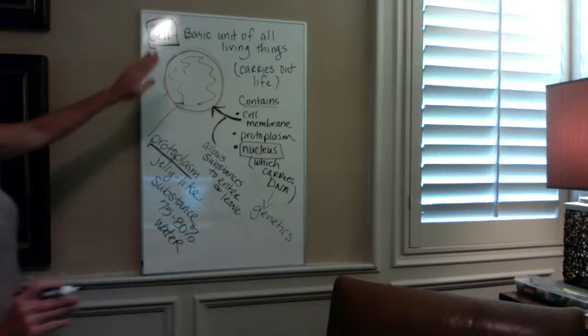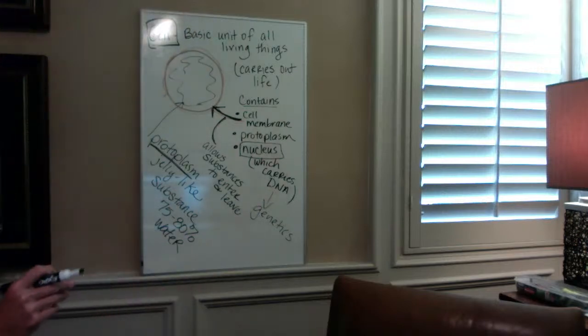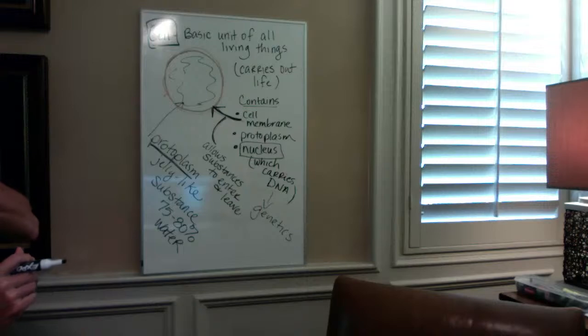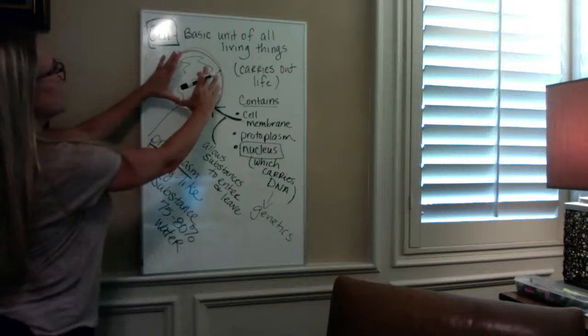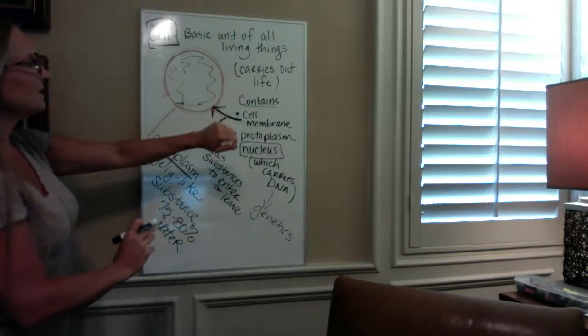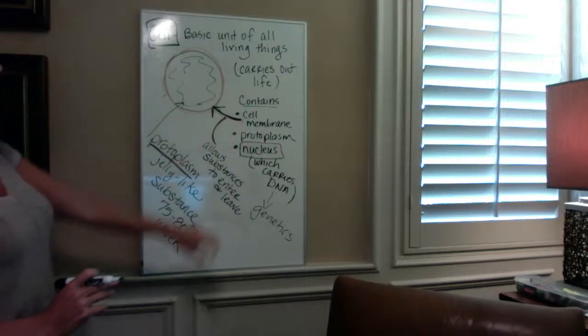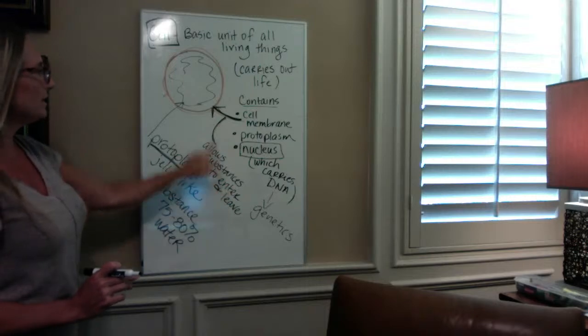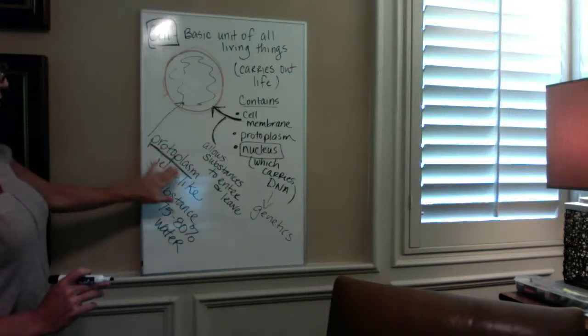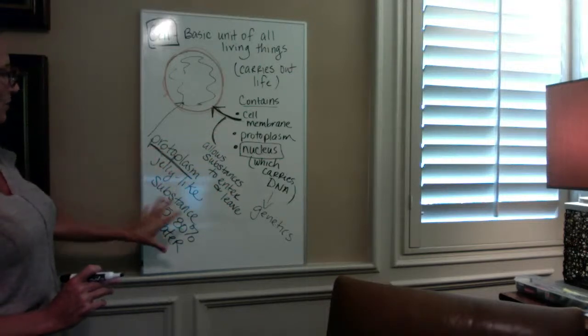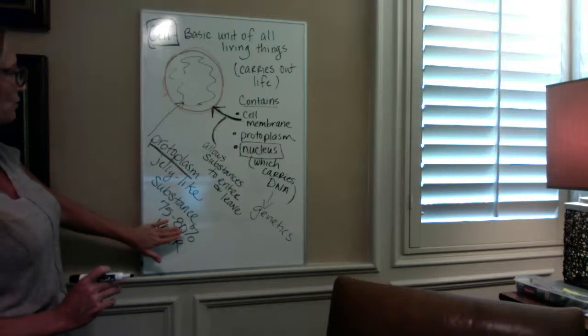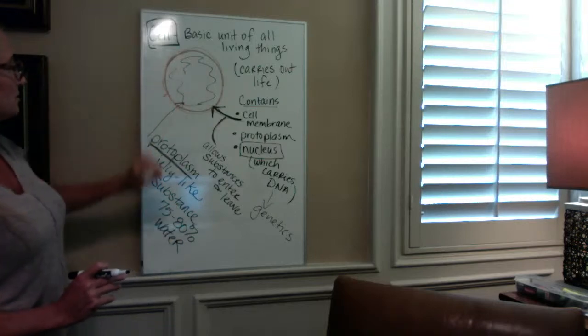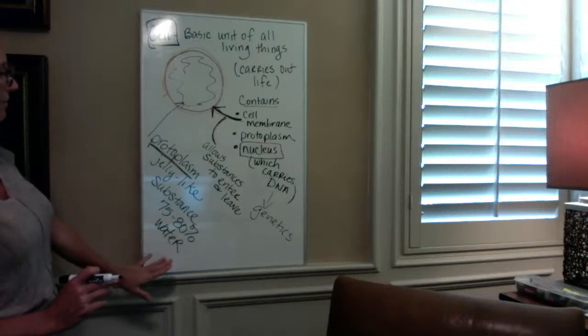So really and truly, in one half sheet of paper, what you need to remember for your material is that the cell, again, is the basic unit of all living things that carries out life. It contains a cell membrane that allows substances to enter and leave. It has protoplasm, which is pretty much anywhere from 70% to 80% jelly-like substance composed primarily of water.